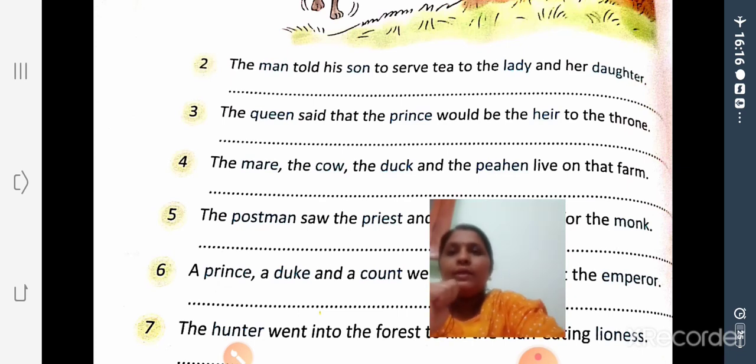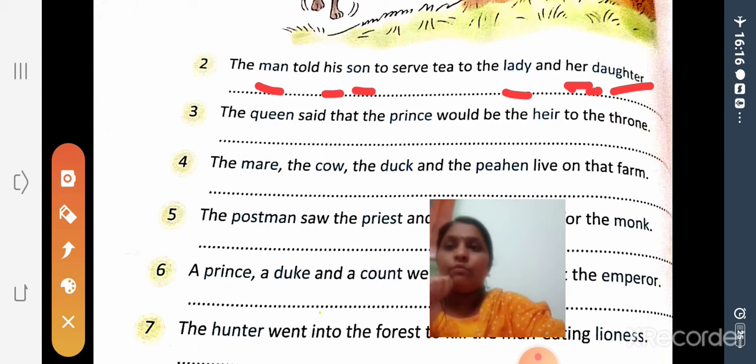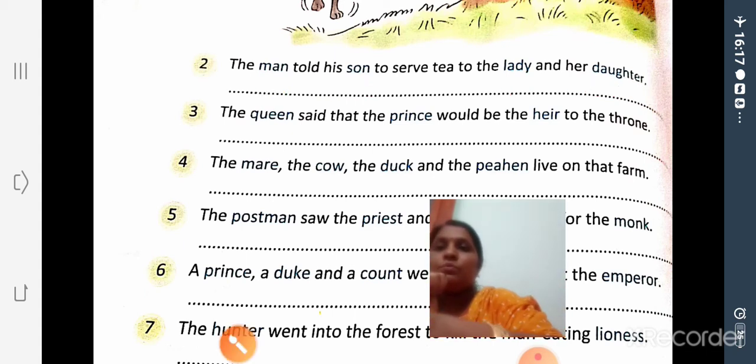Then examples are written there. The man told his son to serve tea to the lady and her daughter. So here the gender word man is there. We have to change his son, then lady and her daughter. These are the words that we have to change, because man becomes woman: his, her; son, daughter; lady, gentleman; her, his; daughter, son. So change those words.